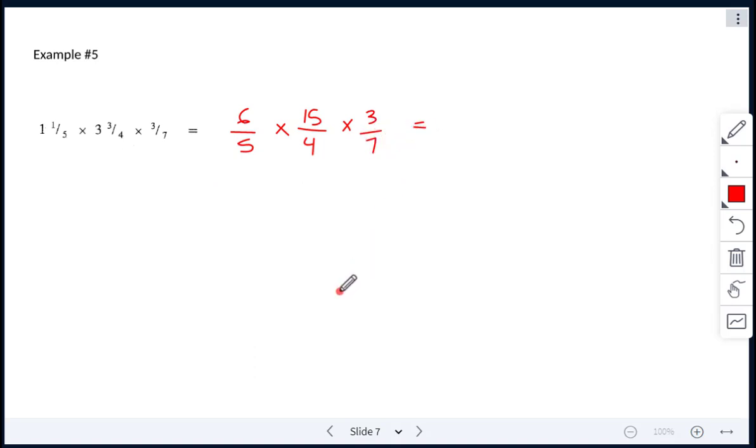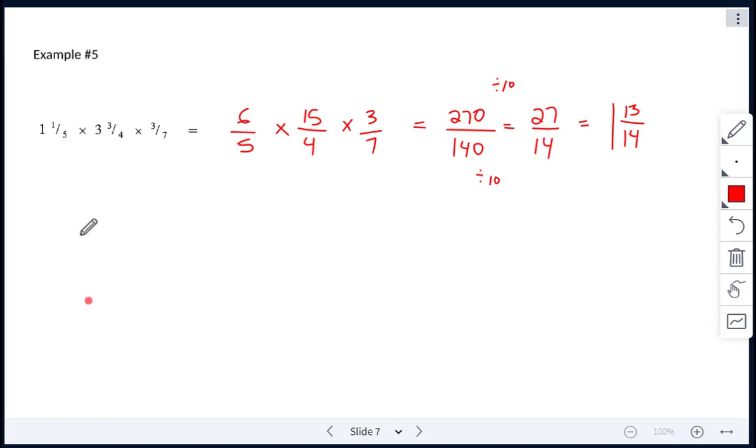All right, so we are going to end up with large numbers if you just want to multiply. So we have 6 times 15 times 3. That'll give me 270. And then 5 times 4 times 7, which gives me 140. All right, so reducing this, just going to divide by 10, top and bottom, which gives me 27 over 14. We can't reduce this any further, but we can put it back into a mixed fraction. So how many times can 14 go into 27? Just once. And then we have 13 over 14. So 1 13/14.